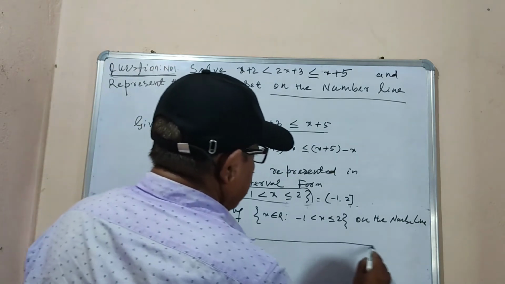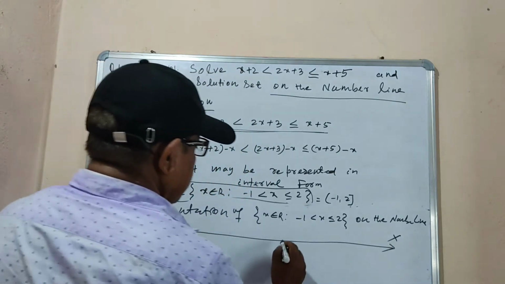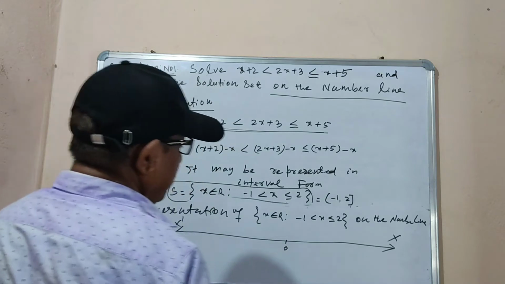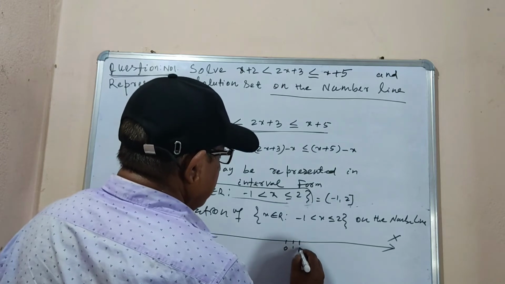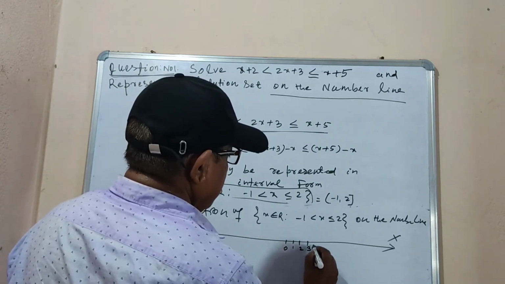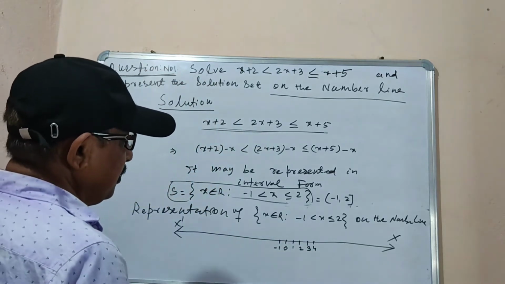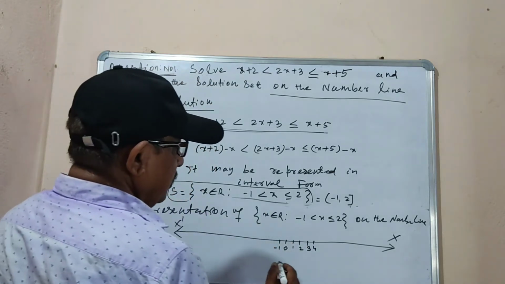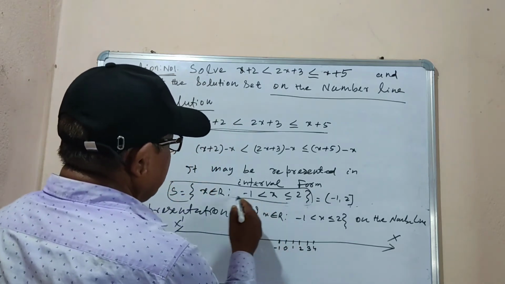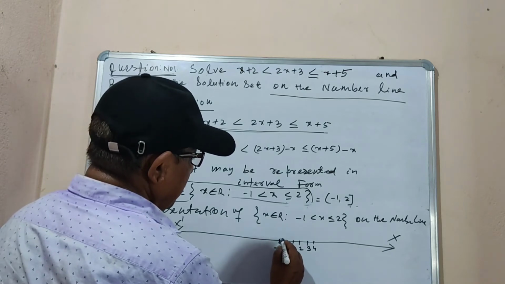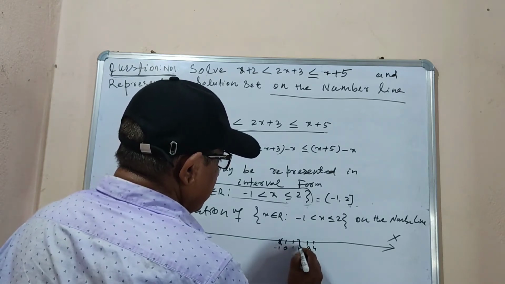We draw a line, mark x and x dash, choose a point and mark it O. Similarly, this is 1, this is 2, 3, 4, 5, and like this, minus 1. This is also right, like this, minus 1. And x is greater than minus 1, like this. And x is less than or equal to plus 2.